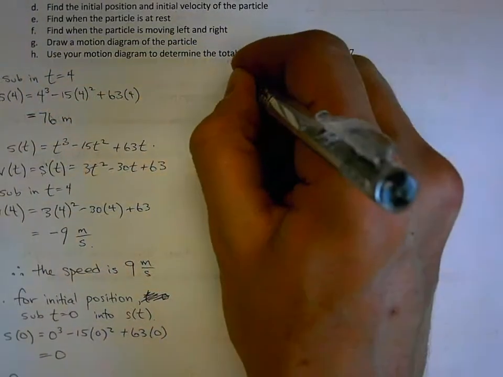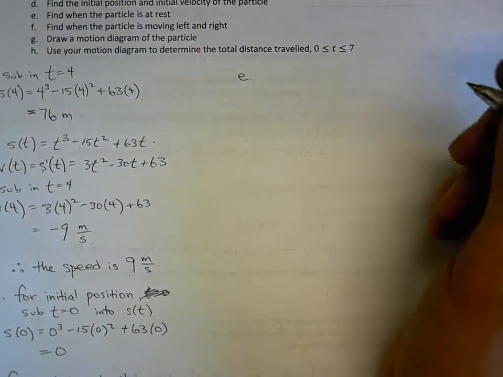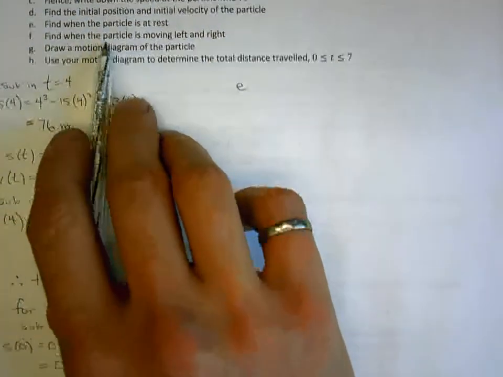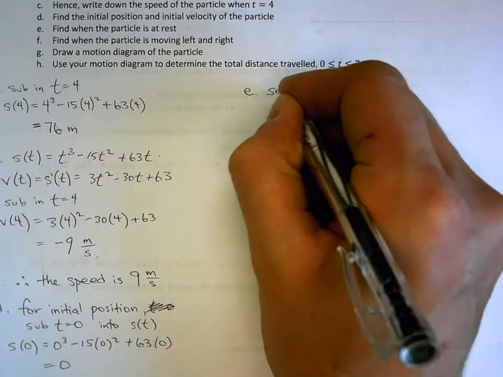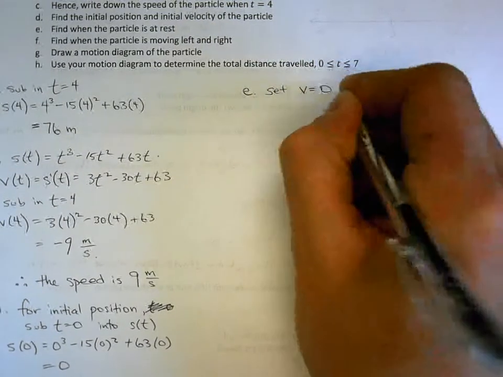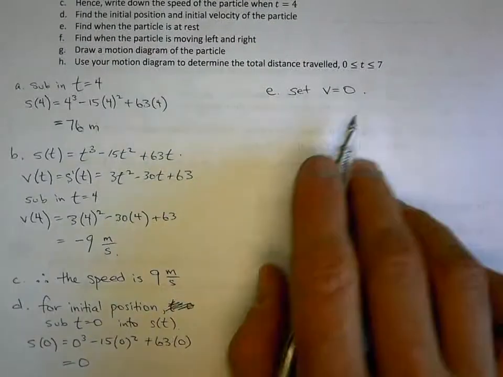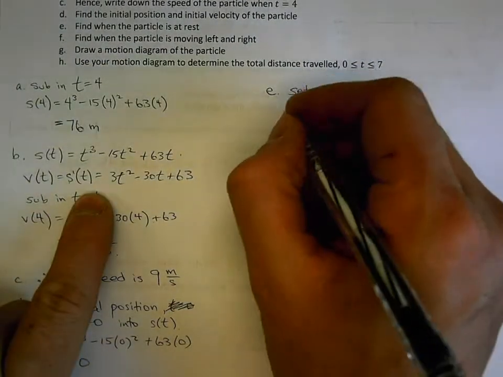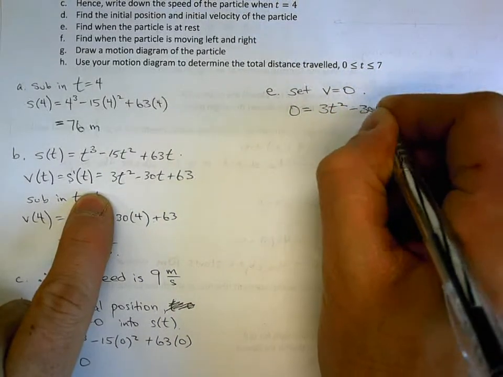Part E. Find when the particle is at rest. Okay, so we have to think a little bit. The particle is at rest, it's not moving. Well, for something to not be moving, we know that the velocity has to be 0. See, we're just manipulating these two formulas. So where is my velocity formula? It's right there. So I have 0 is equal to 3t squared minus 30t plus 63.